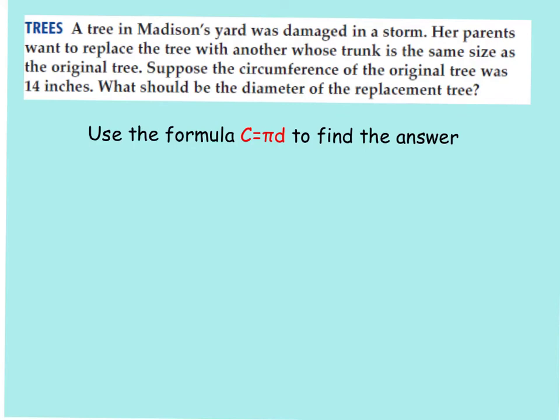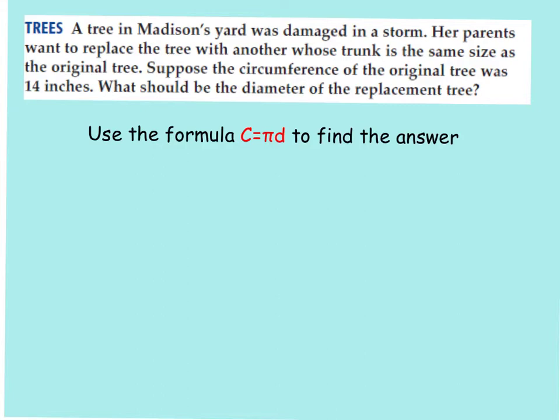Let's go ahead and try a word problem. Trees. A tree in Madison's yard was damaged in a storm. Her parents want to replace the tree with another whose trunk is the same size as the original tree. Suppose the circumference of the original tree was 14 inches. What should the diameter of the replacement tree be? Well, let's see. It says to use the formula for circumference to find the answer. I think that makes sense because they do give us the circumference of the original tree.